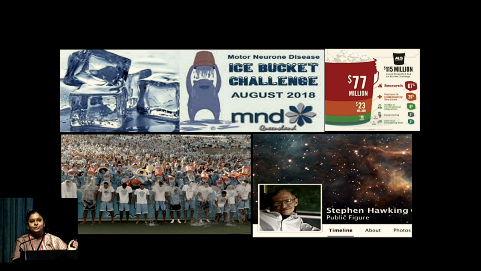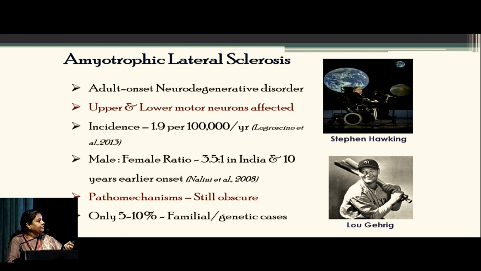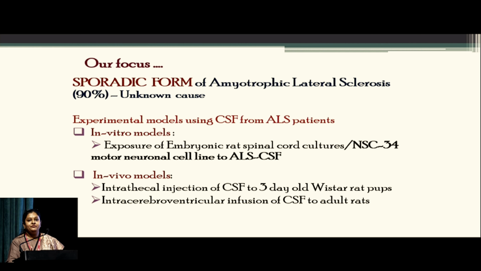And within 2 to 5 years, most of the patients die once they get this disease. We do not know the cause of the disease. 5 to 10% are familial, but the remaining 90% are sporadic. In our lab, we focus on understanding the sporadic form of the disease, for which we use the CSF samples from the patients and we add it to the cell culture system.